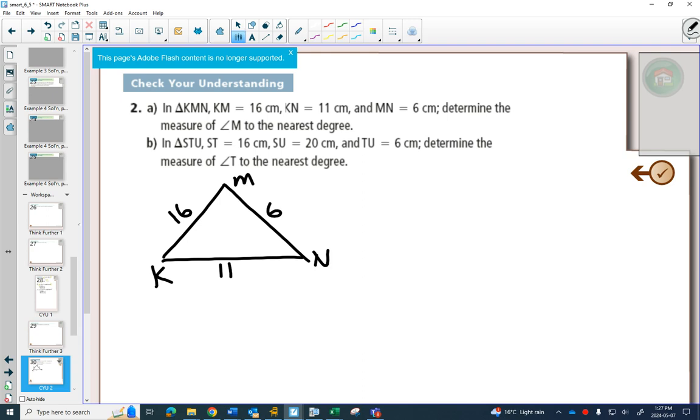Which angle is the biggest? N would be the biggest angle, and K would be the smallest. Okay? We want to find the measure of angle M.